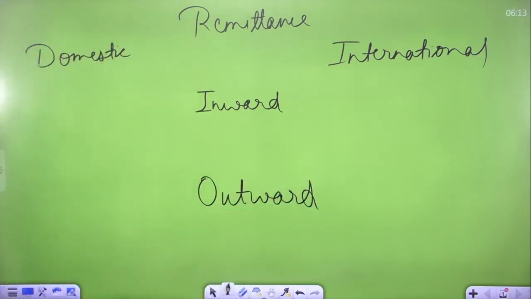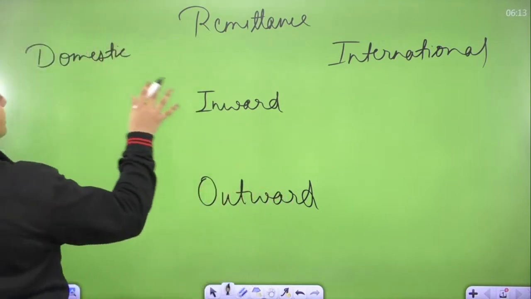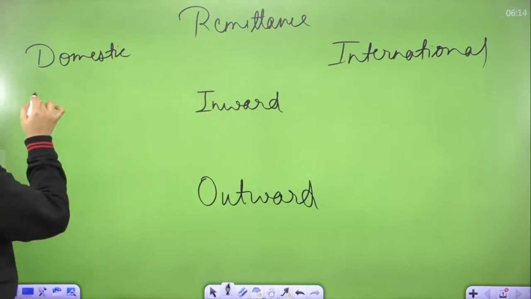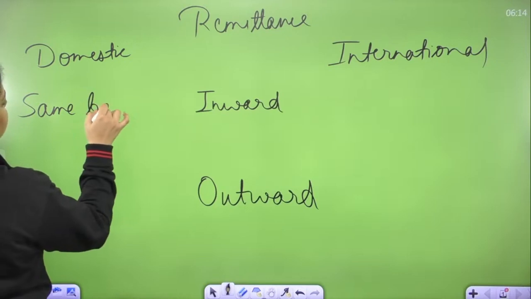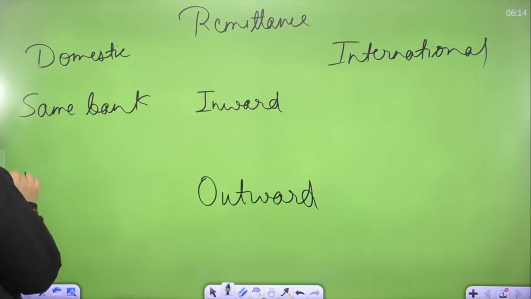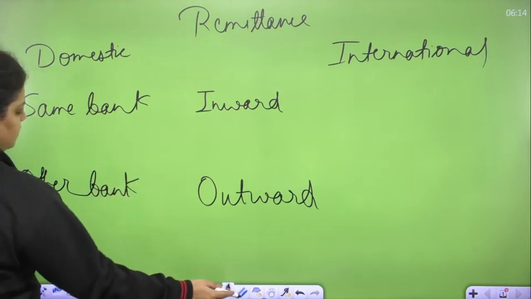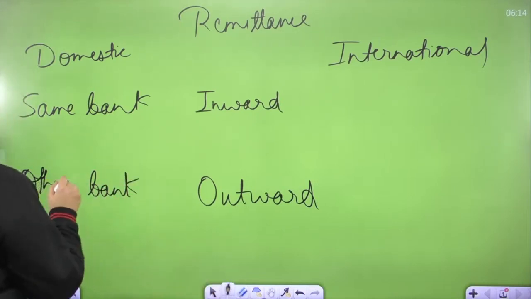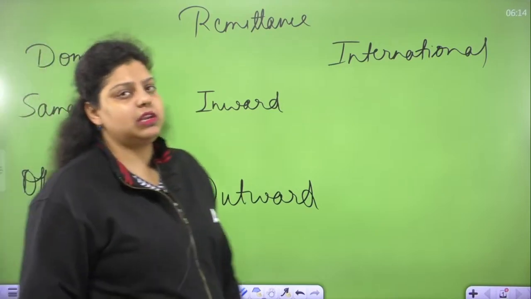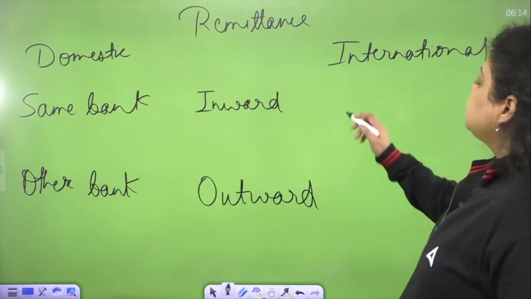Now when you are doing a domestic remittance, you are transferring money within India only, from one bank account to another. In that situation, in the domestic market, inward remittance means you are transferring money within the same bank. And outward domestic remittance means you are transferring money to another bank. That is inward and outward transaction in domestic remittance.